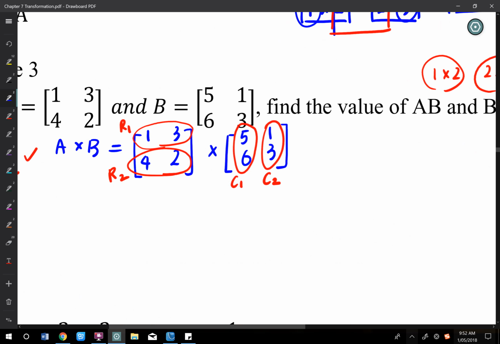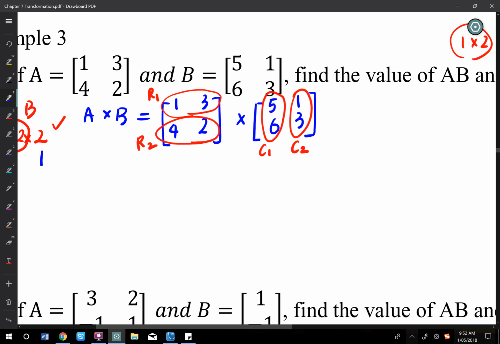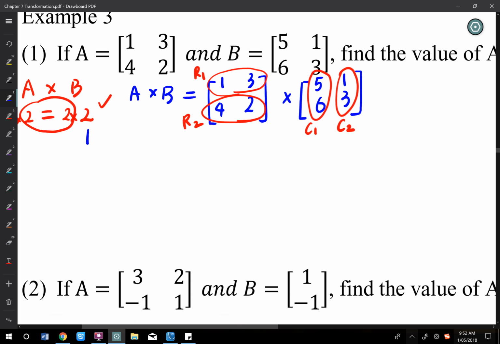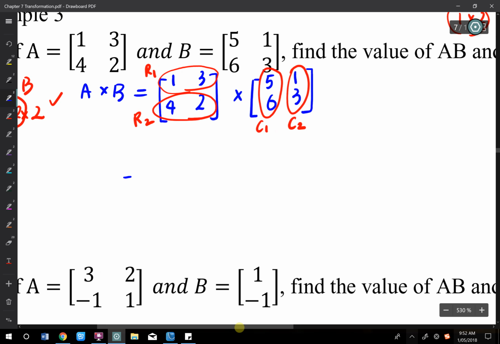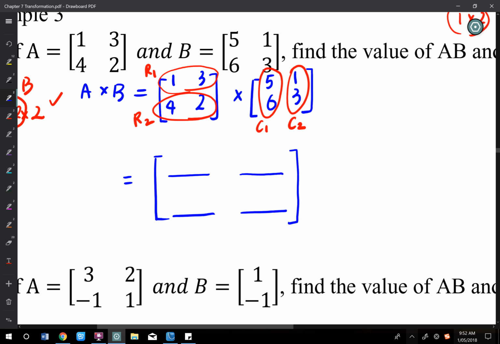So according to what we have here, we will have a 2 times 2 matrix, right? Because those two are the same, this one and this one will become a 2 times 2 matrix. So my answer will be a 2 times 2 matrix. Okay, that's the teaching. You don't need to do that when you do it. So I know what I will have. I know I'll have a 2 times 2 matrix.